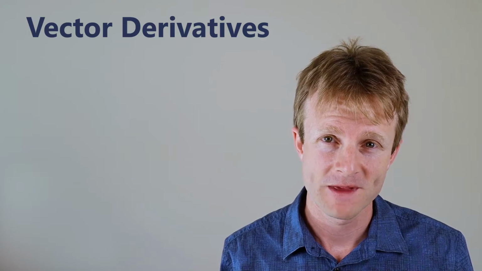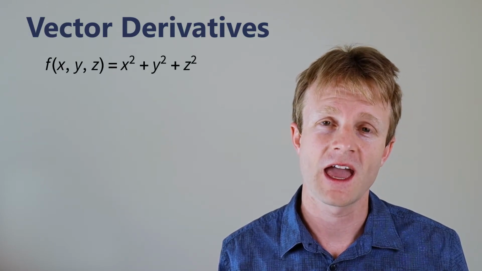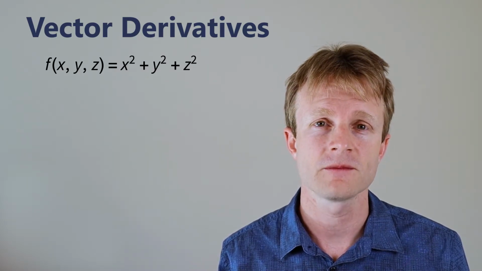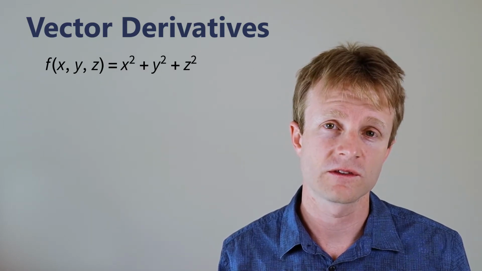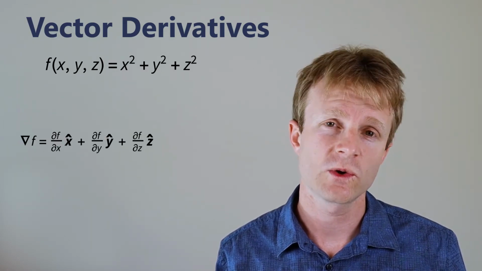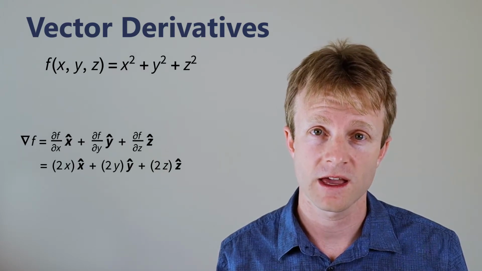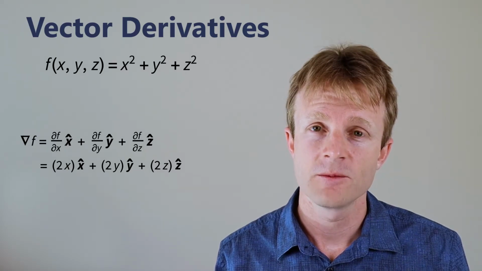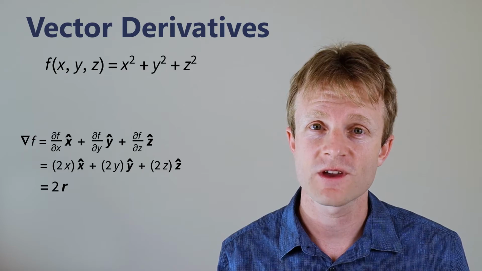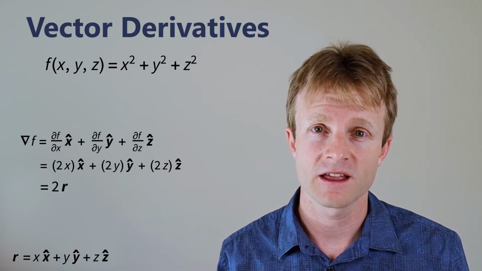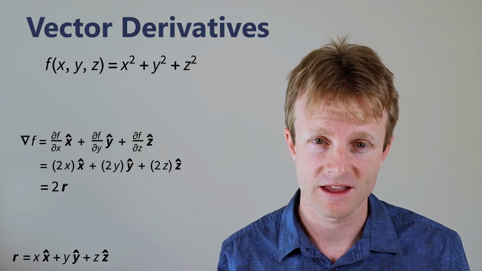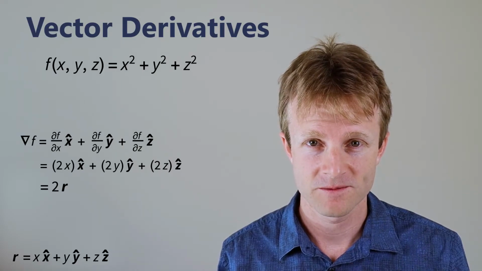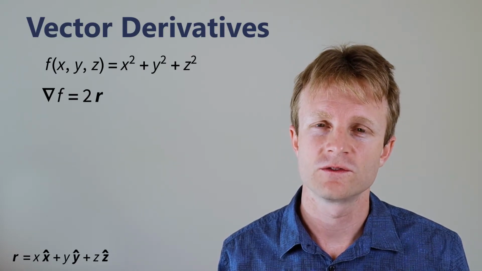Let's do an example. Let's consider the scalar field given by f of x, y, z equals x squared plus y squared plus z squared. This scalar field just gives you the distance squared from the origin. Computing the gradient, we find that it is given by 2x x-hat plus 2y y-hat plus 2z z-hat. But this is actually equal to twice the position vector r, where r is x x-hat plus y y-hat plus z z-hat. r, the position vector, just points to where you are in three-dimensional space. So the gradient of this function f was 2r.